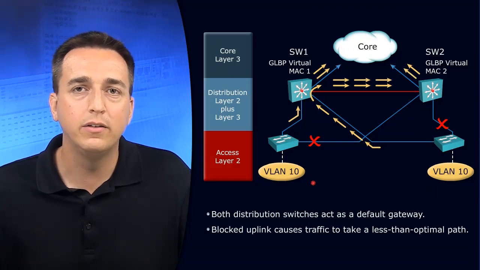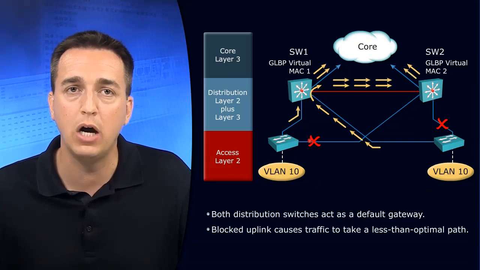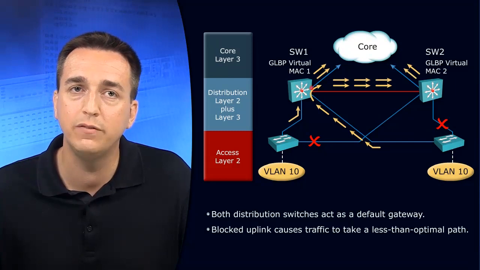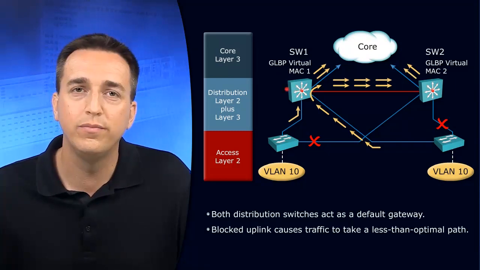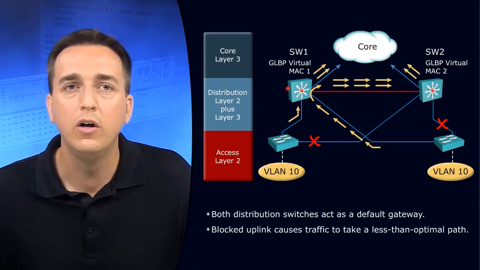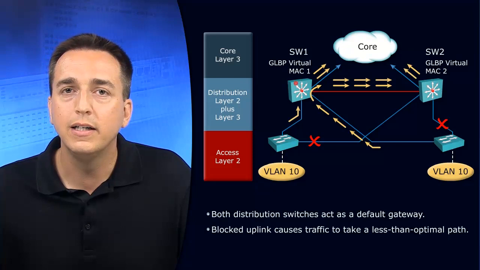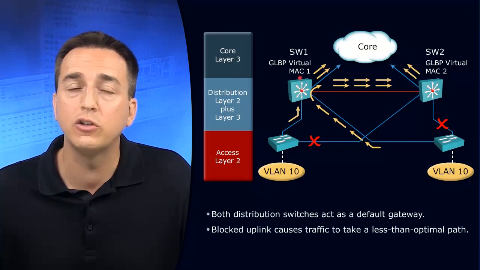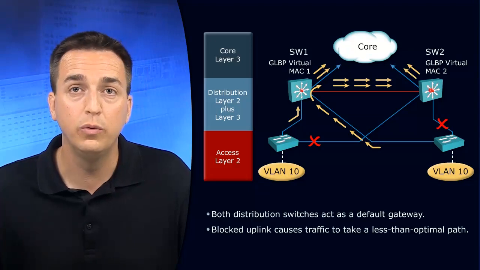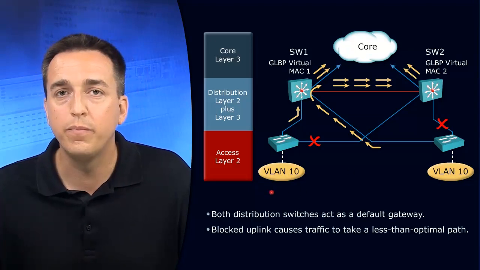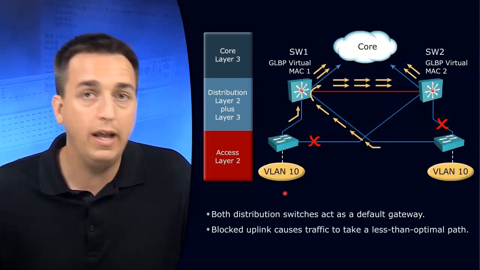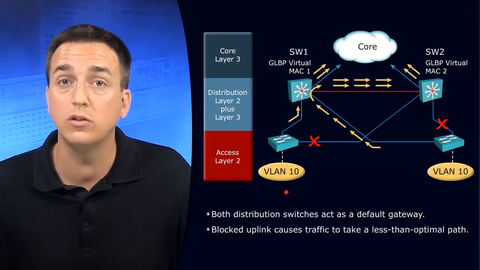Based on the spanning tree protocol algorithm, it has blocked this port and this port for VLAN 10 because this device is the root bridge. And since we're running GLBP, Gateway Load Balancing Protocol, we have this as the AVF for MAC address 1, and this one as the AVF for MAC address 2. So there's devices over here that will have both the MAC associated with AVF1 and the MAC associated with AVF2.